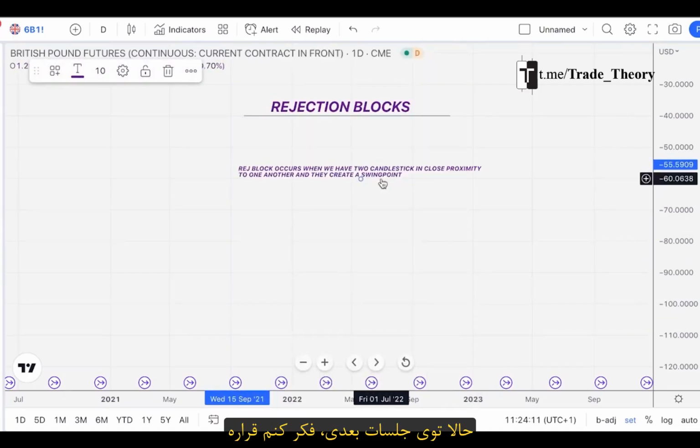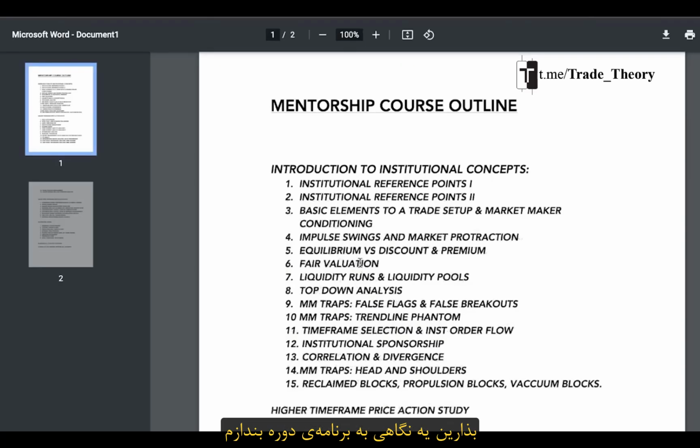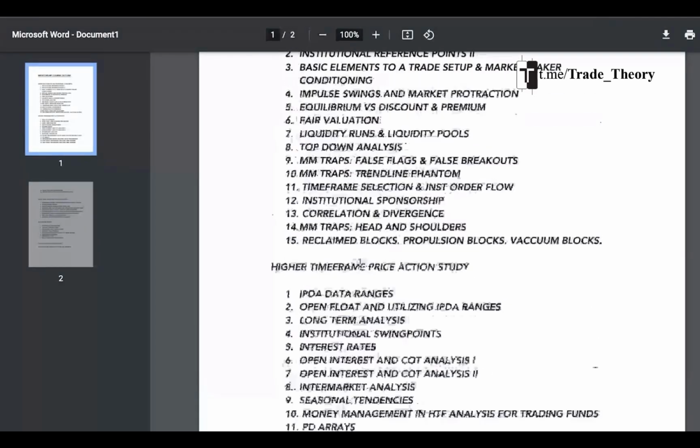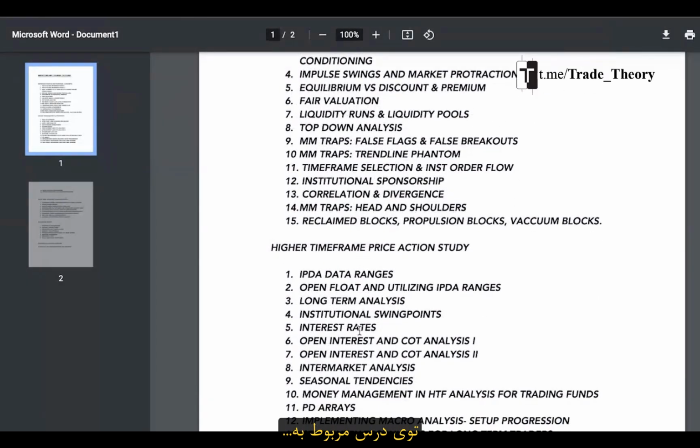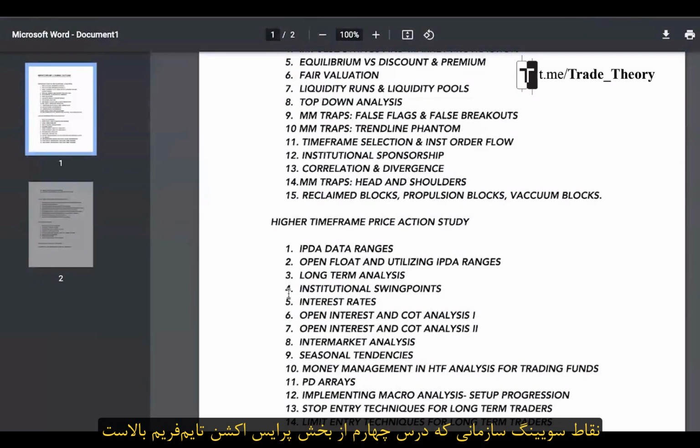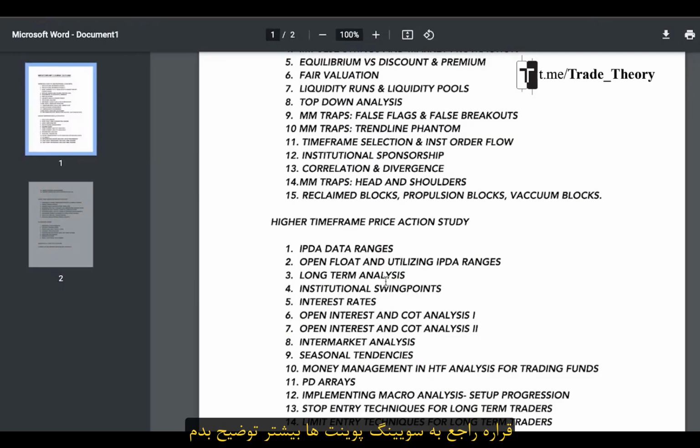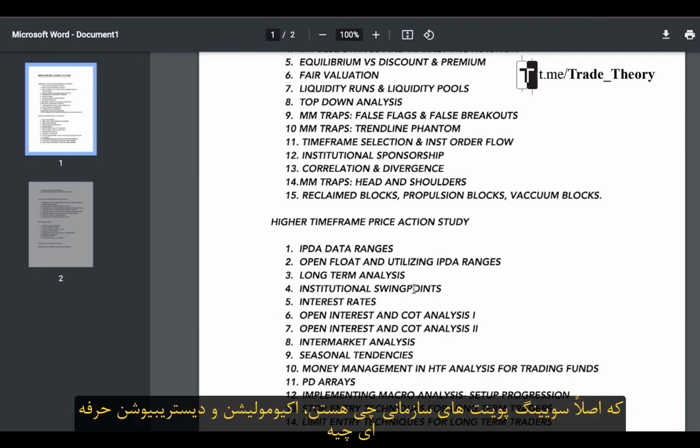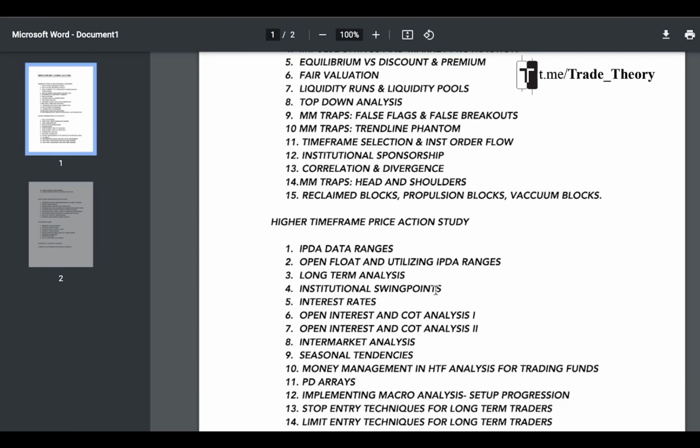Now on subsequent lessons, let me go through the course outline. On the lesson on institutional swing points, which is lesson number 4 of the high time frame price action study, we're going to talk more on swing points. I don't want to go in depth on that because we're going to cover in more detail what institutional swing points are, professional accumulation distribution, SMT, and all those different things. So it's going to be a very fun video.